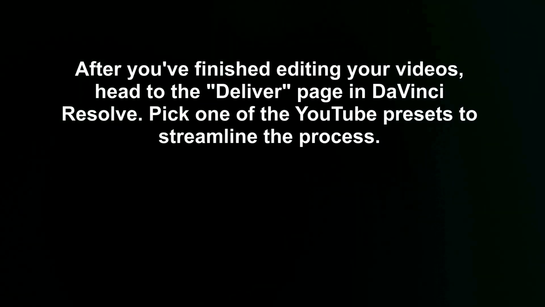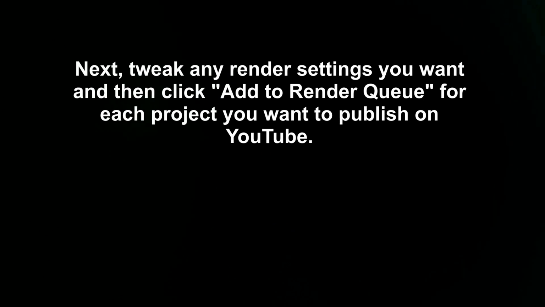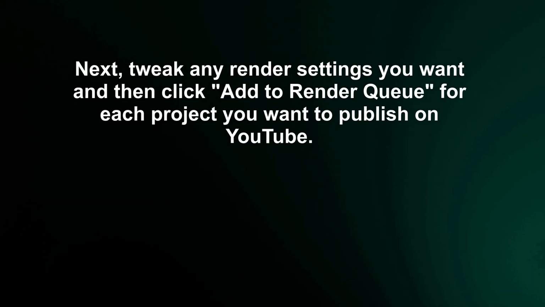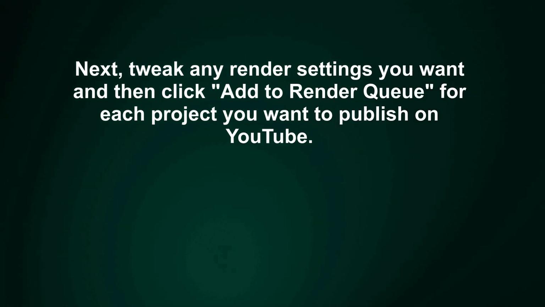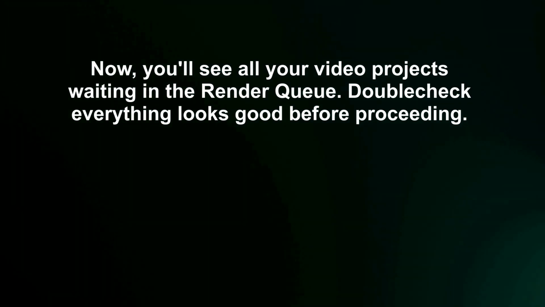Pick one of the YouTube presets to streamline the process. Next, tweak any render settings you want and then click Add to Render Queue for each project you want to publish on YouTube. Now, you'll see all your video projects waiting in the render queue. Double-check everything looks good before proceeding.